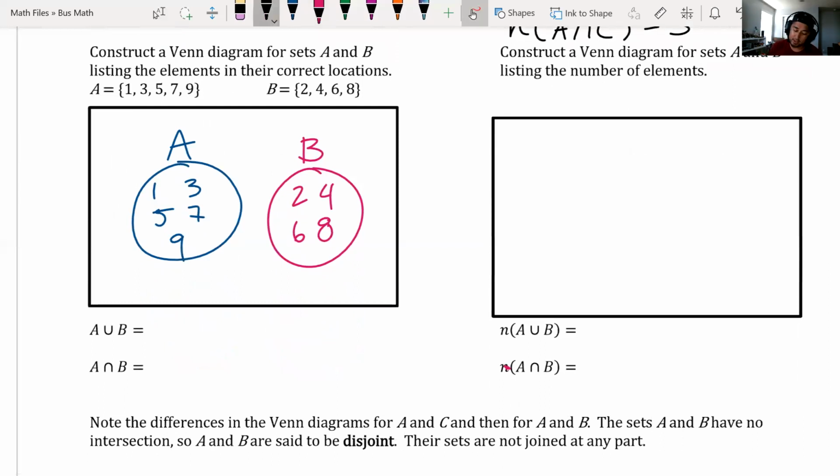Okay, and then a Venn diagram for the number of elements in set A. Well, if you have 1, 3, 5, 7, 9, there are 5 elements in that set, and everything not in that set is 4 elements. And again, this is still the universal set.